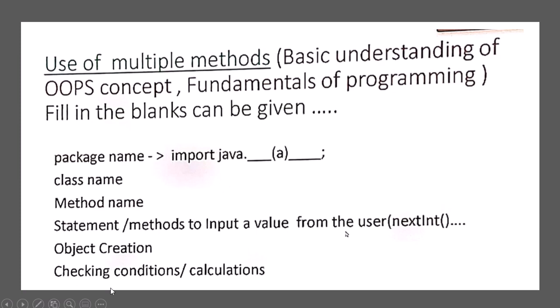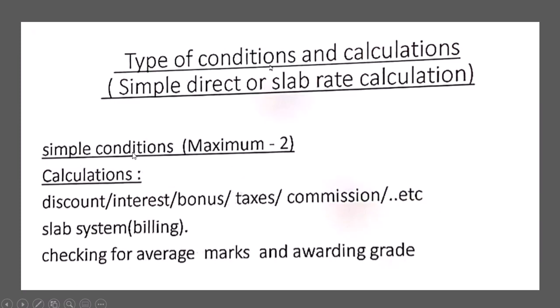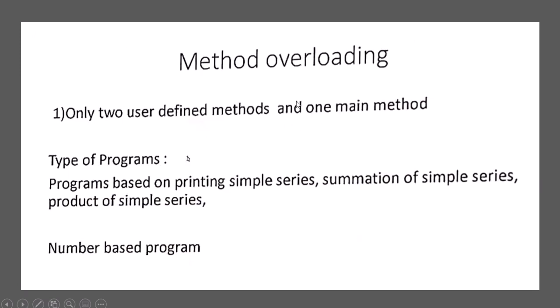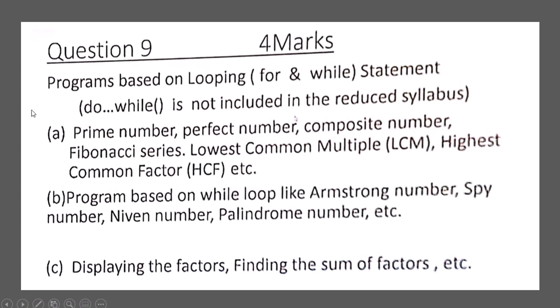object creation, checking the conditions and the calculations, and simple conditions, maximum 2 marks: discount, interest, bonus, tax, commission, etc. Please do go through slab based billing, checking average marks, awarding grades; these types of programs you can go through. Method overloading, only 2 user defined methods and 1 main method. Just go through all these types of programs. Number based programs also you'll have to go through.